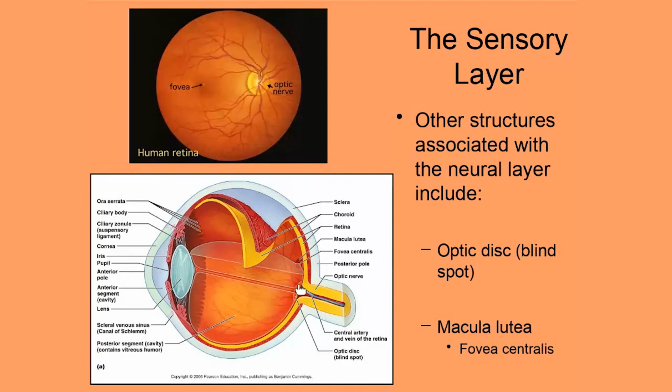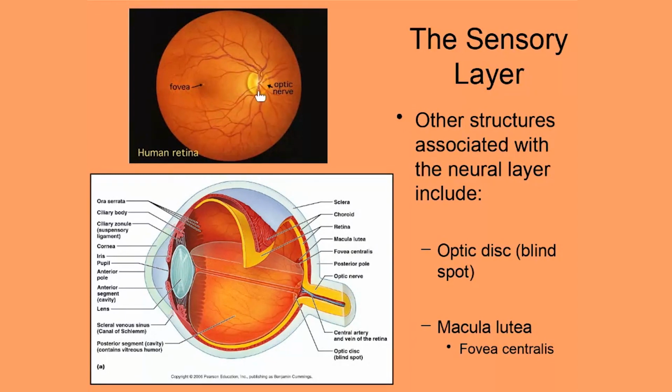So the first of these structures that I want you to be aware of is what's known as the optic disc. If you look at this picture here, the optic disc is this area right here, which is directly in front of where the optic nerve exits the back of the eye. This particular area has no photoreceptors, so there are no rods, there are no cones in this particular area.